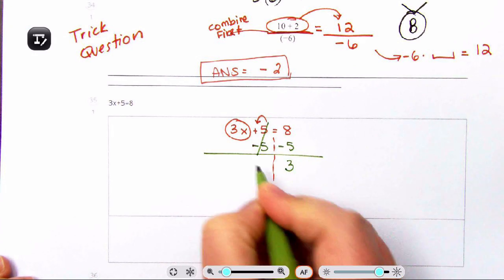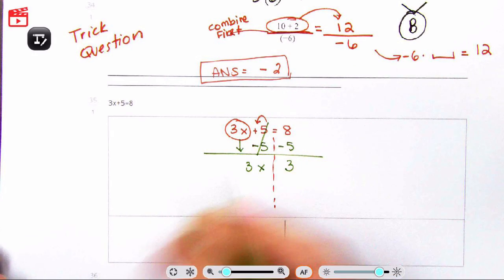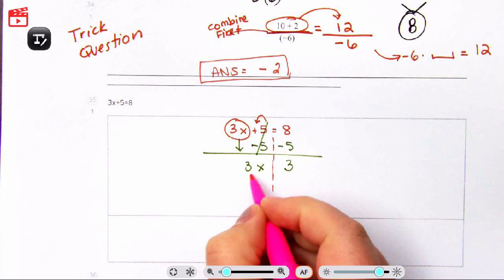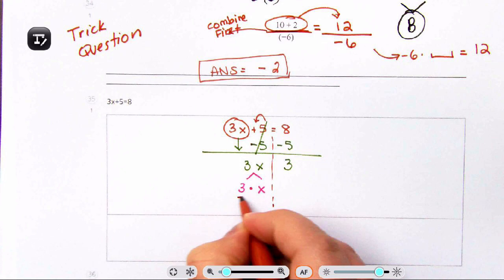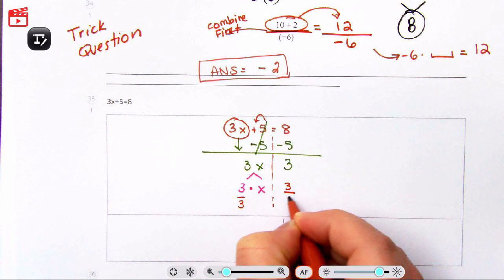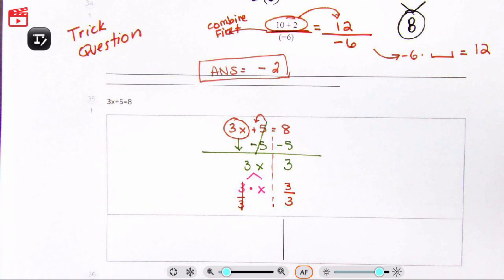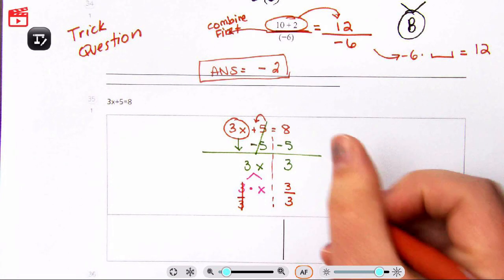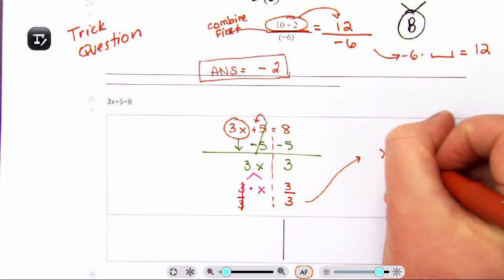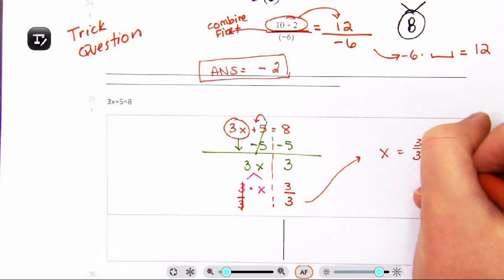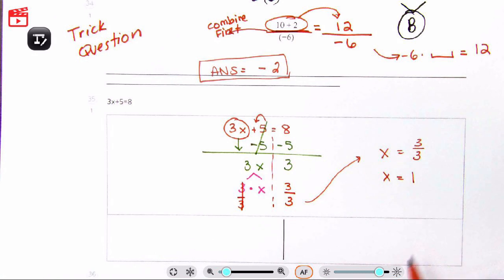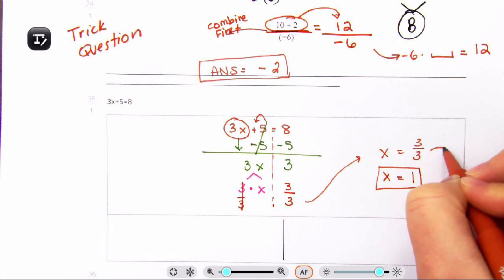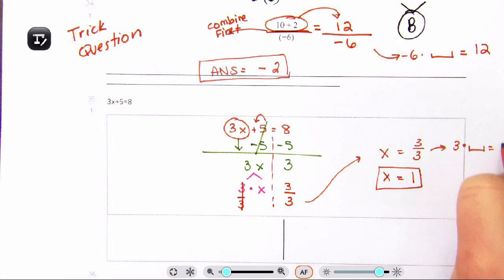So I have 3 here, and I have 3x here. 3 and x are attached by multiplication. How do I undo multiplication? I'm going to divide both sides by 3. When we cross things out, they don't actually just go away. That just means it's equal to 1. So when I have x is equal to 3 over 3, that means I have 3 divided by 3, or 1. So this is 3 times what is 3, and 3 times 1 is 3.